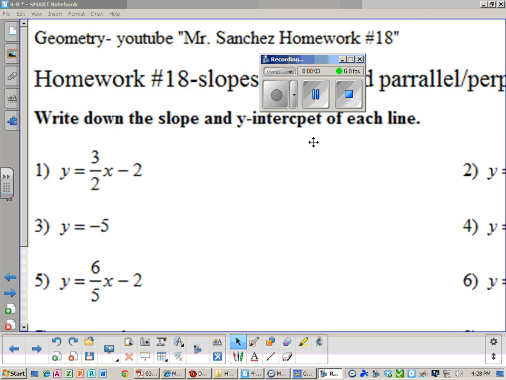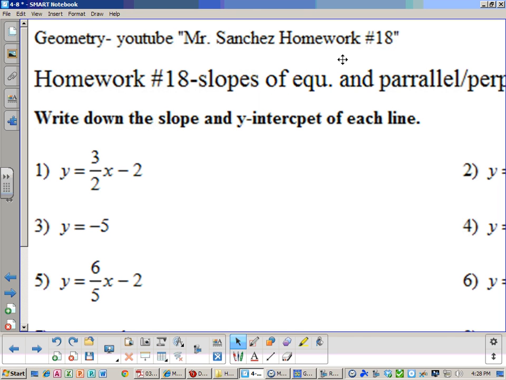Alright, let's do this. Homework number 18. Slopes of equations with parallel and perpendicular lines. Alright, first looking at number 1. Write down the slope and the y-intercept of each line.